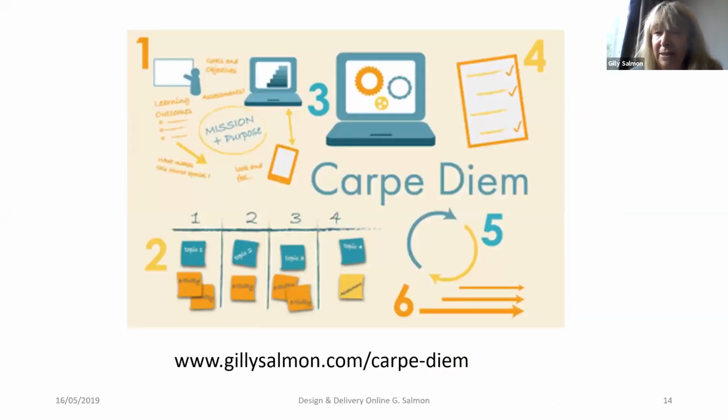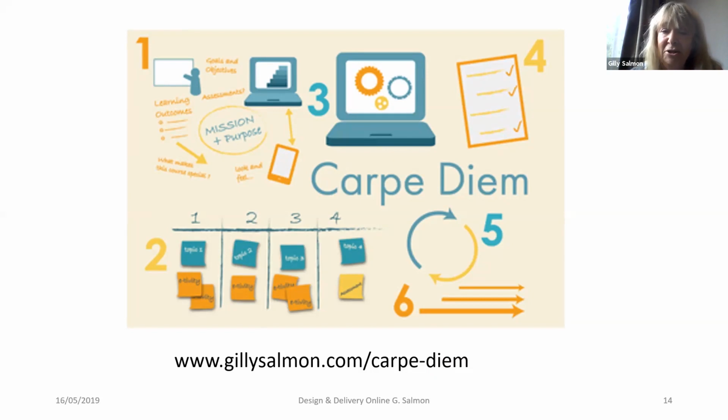Just to mention Carpe Diem, here's the URL of the website. Carpe Diem is a learning design methodology that incorporates the 5-stage model and e-tivities. You can see there's 6 stages to it. 1, really looking at the mission and the purpose of your module. Everything when you're designing really needs to have a strong design brief. And it's really good revisiting that at the very beginning of your design process.